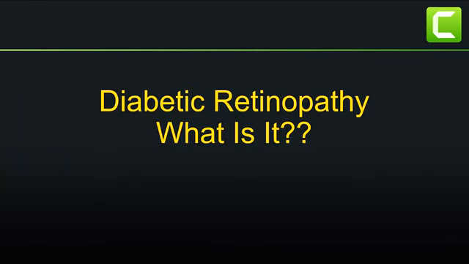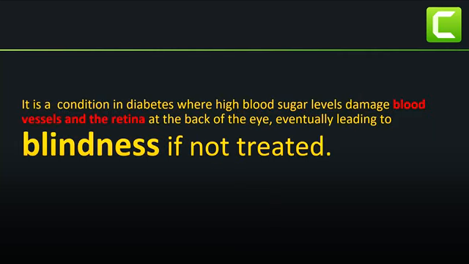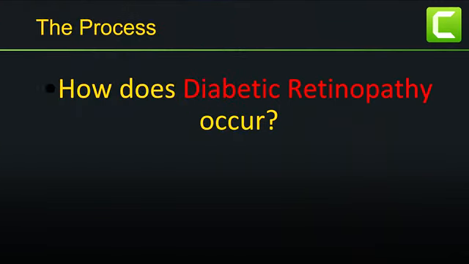So, what is diabetic retinopathy? Diabetic retinopathy is a condition in diabetes where you have high blood sugar levels damaging the blood vessels and the retina at the back of the eye, eventually leading to blindness if not treated. So how does this condition occur?